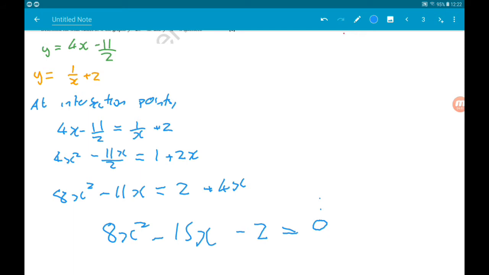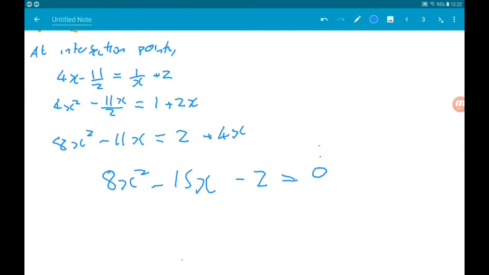Now that doesn't look overly nice, but remember, we know that 2 is a root, because we know that the normal hits the curve at x is equal to 2. So that tells us x minus 2 is a factor of the quadratic. So we can factorise this. We know we're going to have a factor of x minus 2. Now that means the other bracket has to have an 8x. And then to get a minus 2 at the end, we need a plus 1.